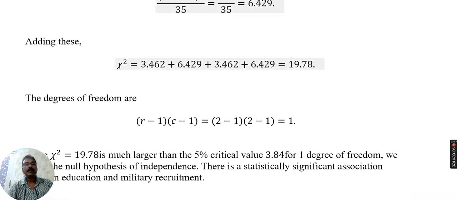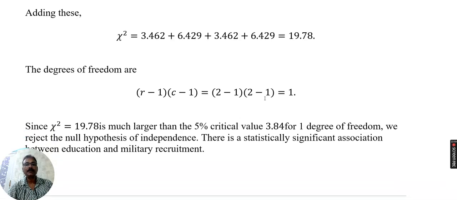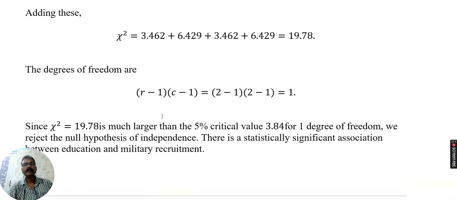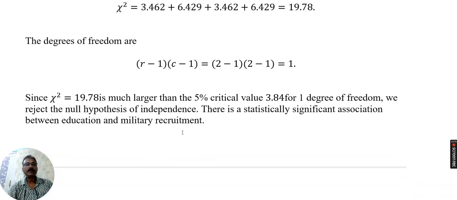So the logic is, if the calculated value is greater than the table value, we need to reject our null hypothesis. There exists a statistically significant association between education and military recruitment. Null hypothesis always means negation: there is no relationship between education and military recruitment. So null hypothesis always means no relation. For this type of situation or research issue, we need to put the null hypothesis like this.